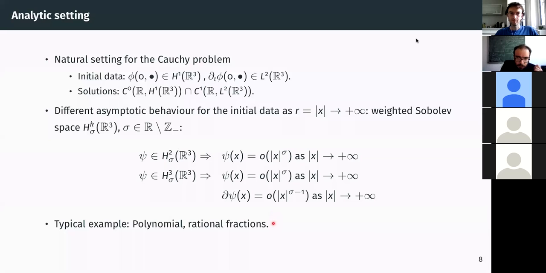So here, to think about that, think what's happening for polynomials or rational fractions, right? The more you differentiate a polynomial, the less growth you get. The more you differentiate a rational fraction, the more decay you get, provided that the powers are right between the denominator and the numerator. But so the more I'm differentiating, the more decay I get. This is really the thing that you have to keep in mind when you are differentiating initial data. Okay.